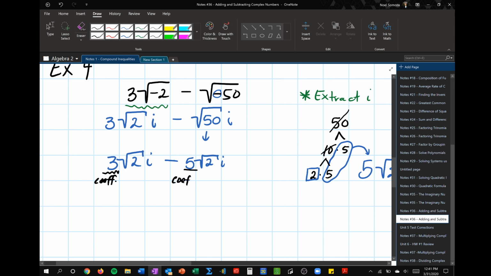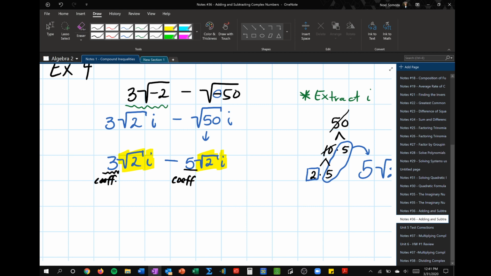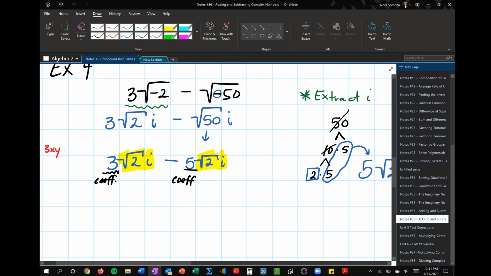That's my coefficient. Do they both have root 2? Yes, right, they both have root 2. Do they both have i? Yes. Right, so again, this is kind of like saying 3xy minus 5xy. Think of the root 2 as the x that they both have, and think of i as the y that they both have. Because they both have the same variable, you get to combine the coefficients. So you get to combine 5 with negative 3. Well, 5 minus 3 is going to be negative 2.